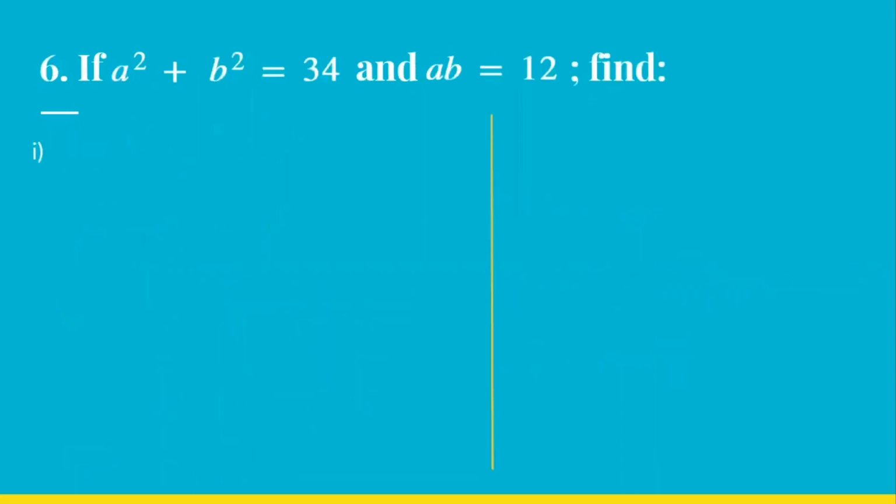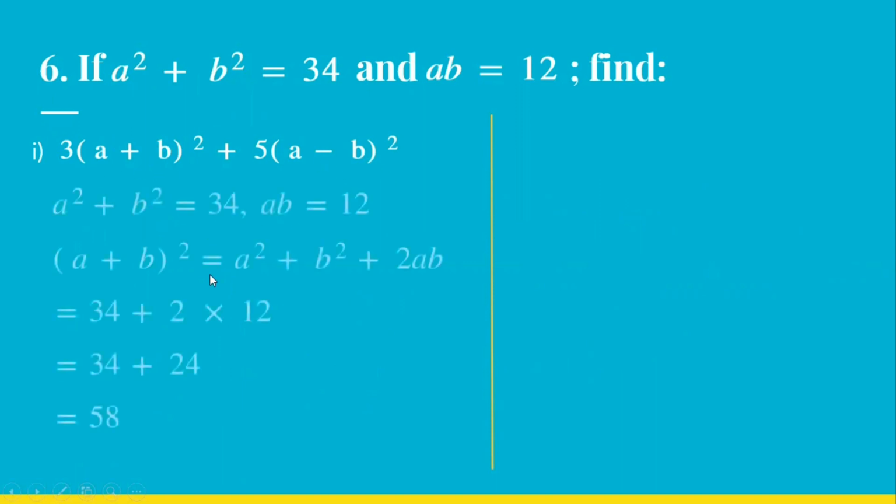Okay. Question number 6. If a² + b² is equal to 34 and ab is equal to 12, you have to find the value of 3(a + b)² + 5(a − b)². One more sub-question is there. Now here what we do is we start finding the value of (a + b)² and (a − b)². Okay. So doing (a + b) the whole square, we get a² + b² + 2ab.